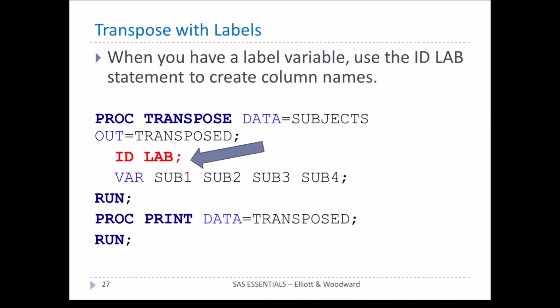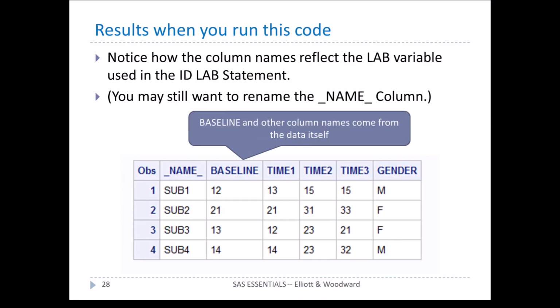Okay, so in this case, we're doing a PROC transpose. It's the same at the beginning, data subjects, out transpose, but now we're going to use ID. So ID lab means use that lab variable as the labels or as the IDs in this transpose. So when we run this, now look, we get a much nicer data set to begin with very easily. The only thing we still have left is we might want to go back and rename that _name_ column. But that gave us 5 of the columns with much cleaner and easier names at the very beginning.